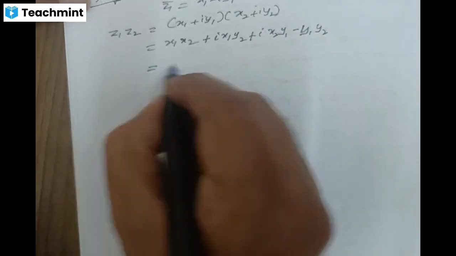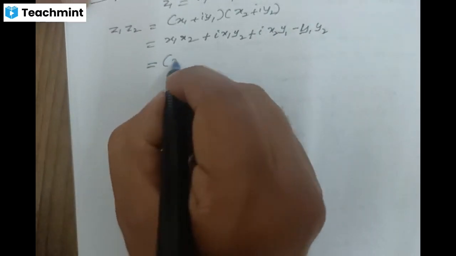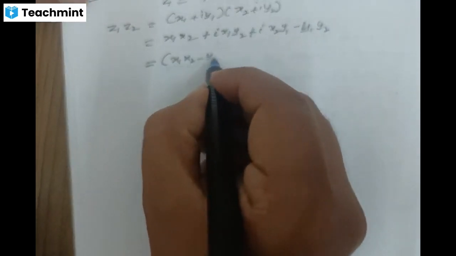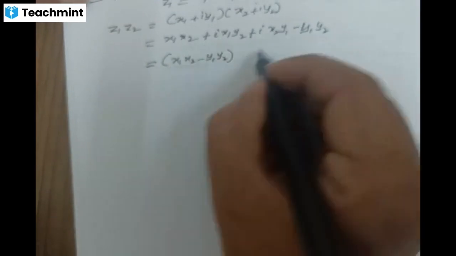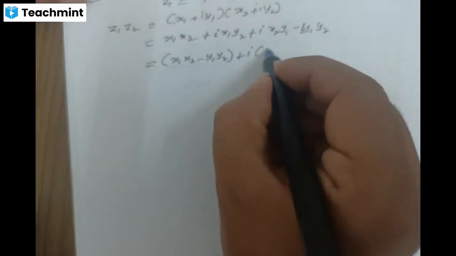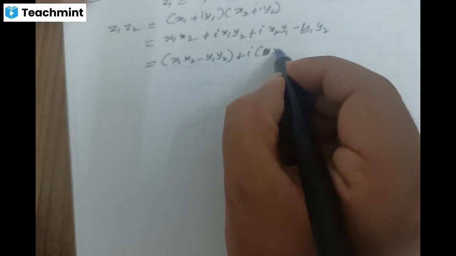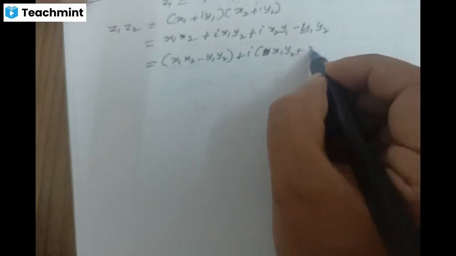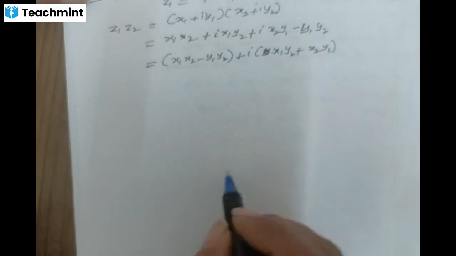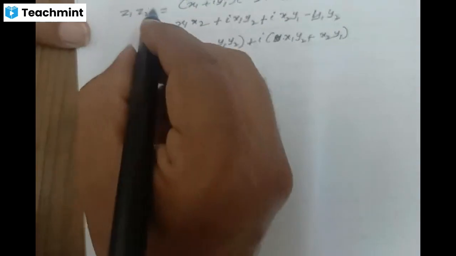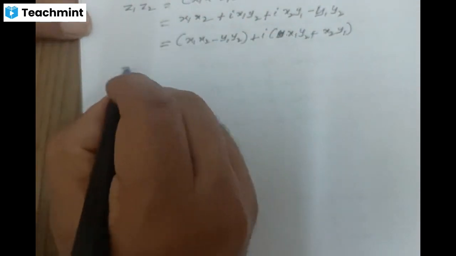So this is equal to, we can write, real part is x1 x2 minus y1 y2. In the imaginary part I will take i common, so x1 y2 plus x2 y1. Okay, so next to z1 z2, next the conjugate of z1 z2 whole bar.